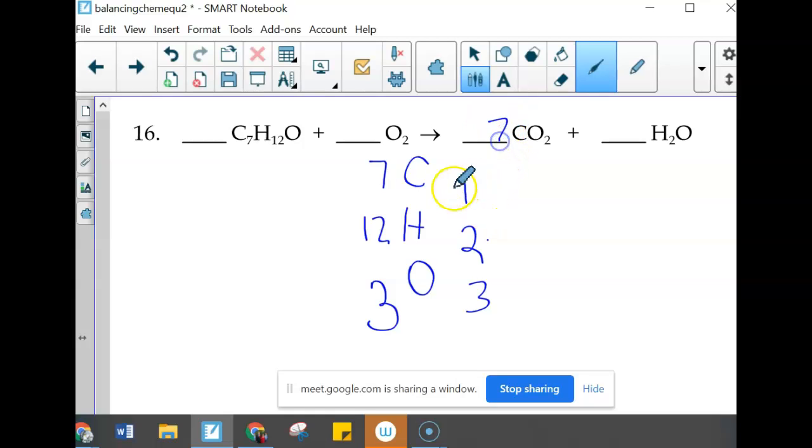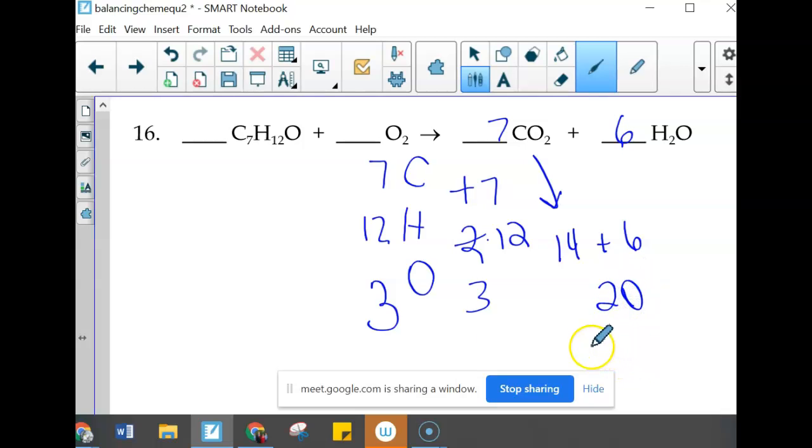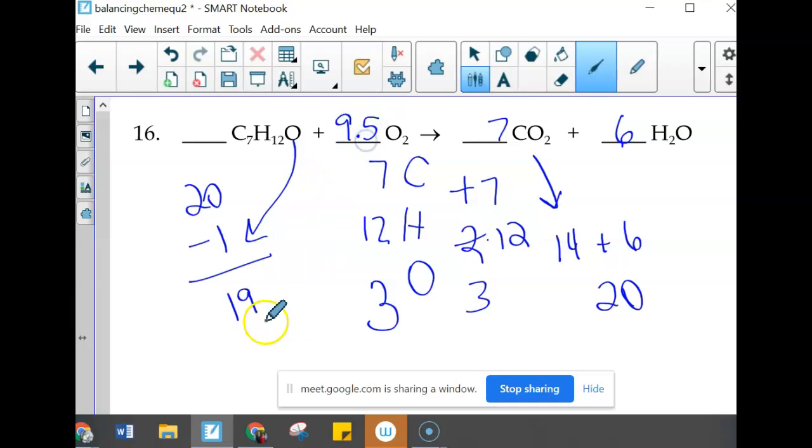All right, for carbon, I'm going to put a 7 here. That gets me 7 carbons on both sides. I need 12 hydrogen, so I'm going to put a 6 here. That gets me to 12. Now I'm going to look at oxygen. I have 14 plus 6, so I need 20. I have 20 over here total, but I have to take into account first that I need to get rid of however many are attached to my hydrocarbon in the front. So I need 19 more. So I'm going to put 9.5 there temporarily. That technically balances it. Questions about any of that so far?